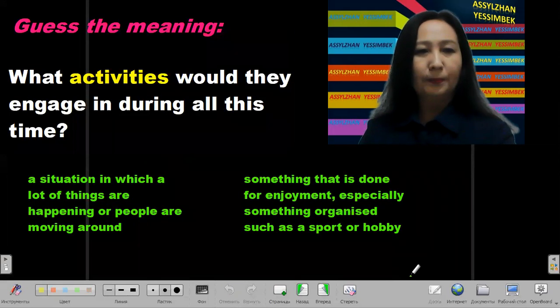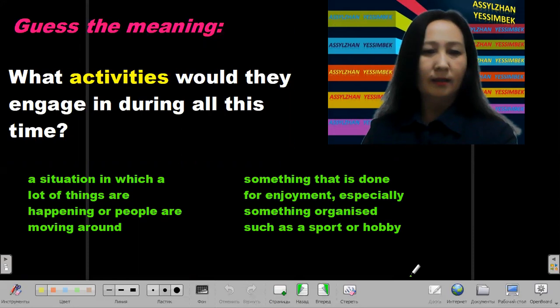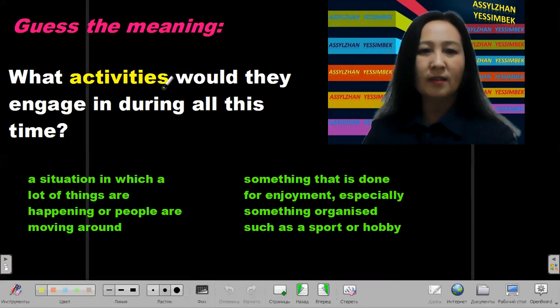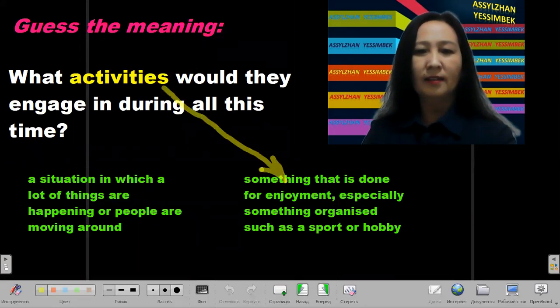Next sentence: What activities would they engage in during all this time? So let's have a look at the meanings again. A situation in which a lot of things are happening, or something that is done for enjoyment. Of course, something that is done for enjoyment.